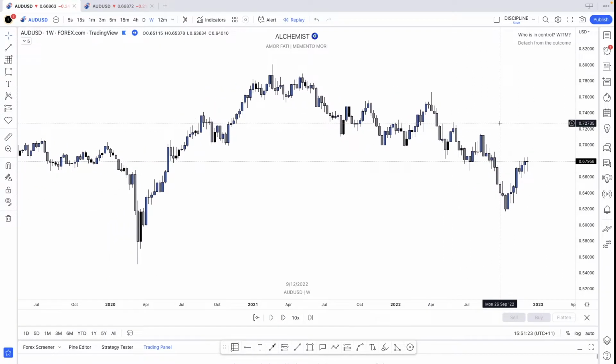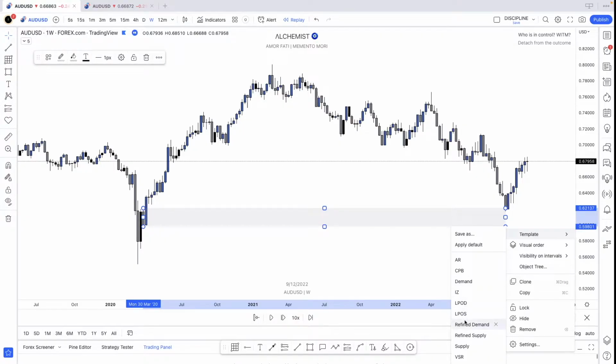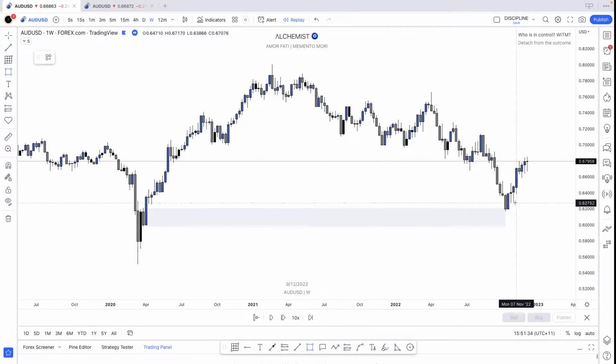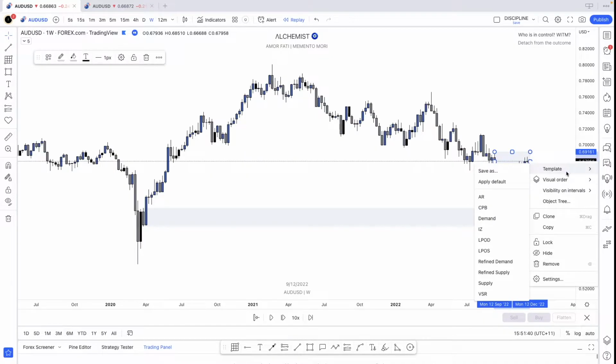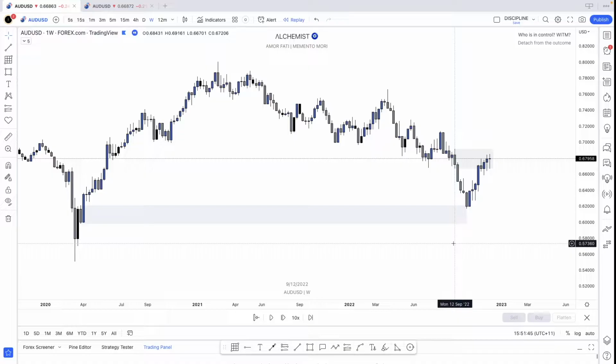On the weekly time frame, if you are new to this channel, the only things I do mark out on the weekly are just the current supply and demand zones that we're trading within. So this here is our weekly demand, and in terms of our weekly supply, it's this candle up here. Perfect. So that's all we need to do on the weekly time frame, and then we can go down to the daily.